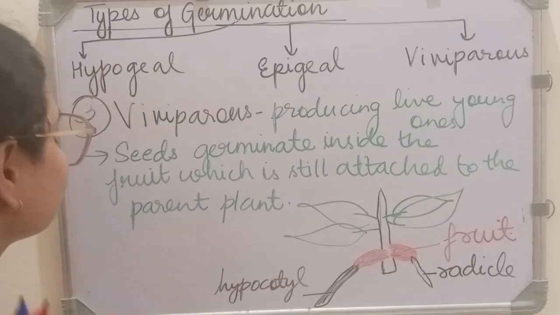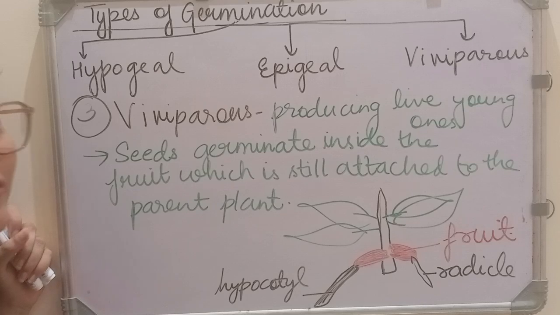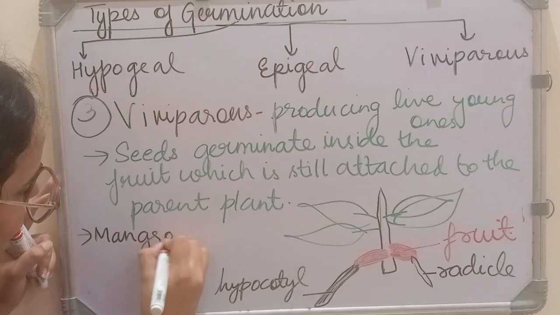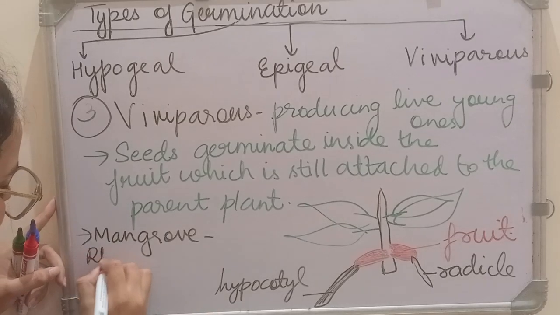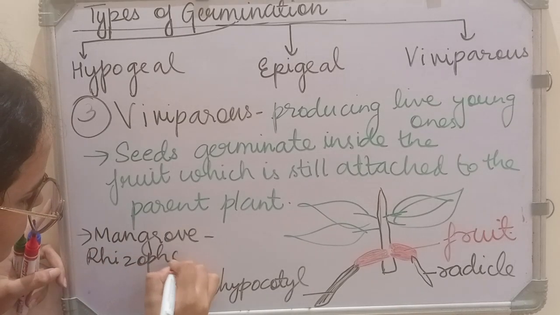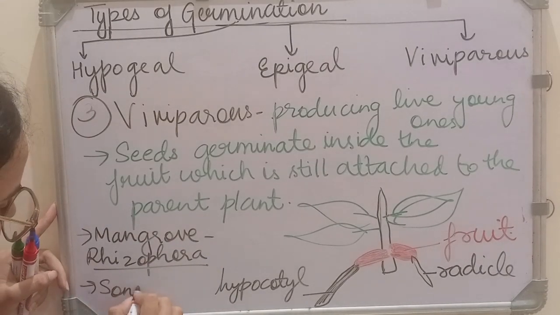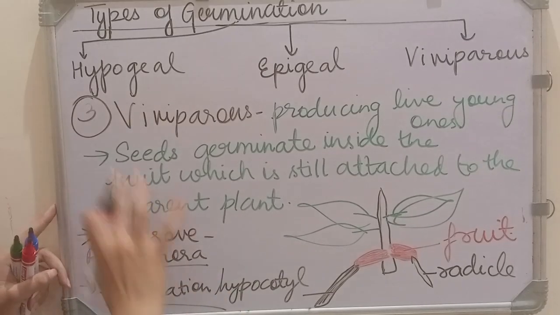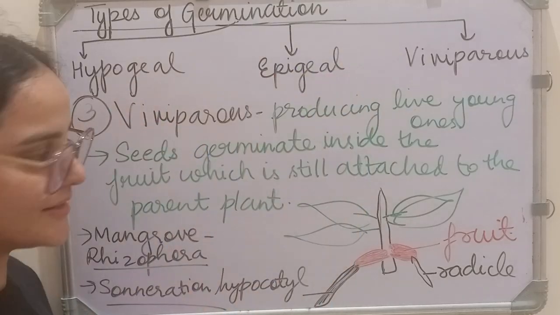Now let's see the examples. The examples of viviparous given in your book are of mangrove plants. Mangrove plants are found in watery areas. Two examples are given: one is Rhizophora, and the second is Sonneratia. These are the two examples given, please learn them. So this was all about types of germination. We have covered hypogeal, epigeal and viviparous germination.